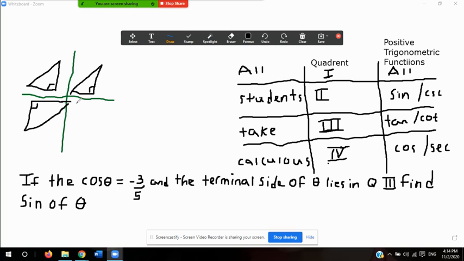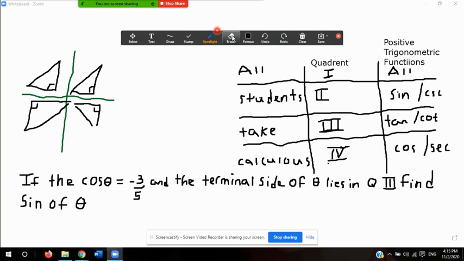And in our last word, which is calculus, it refers to quadrant 4, and quadrant 4 is this one right here. And again, in quadrant 4, what it's saying is that all of the trigonometric functions are going to be negative except for the cosine and the opposite of the cosine, which is the secant.